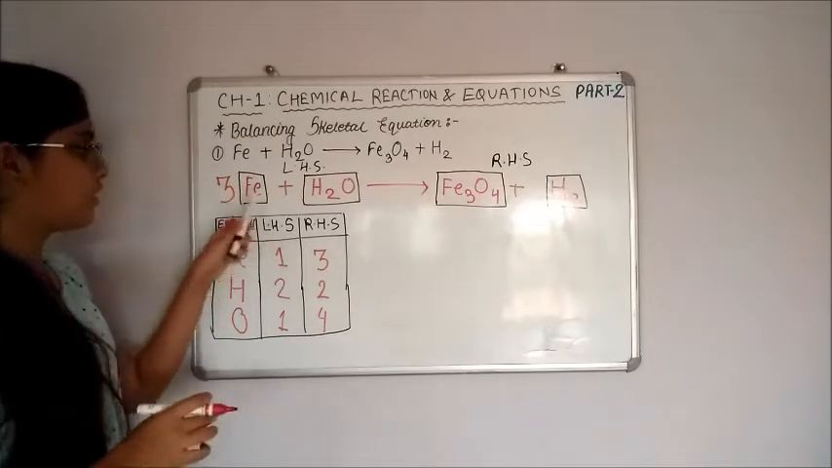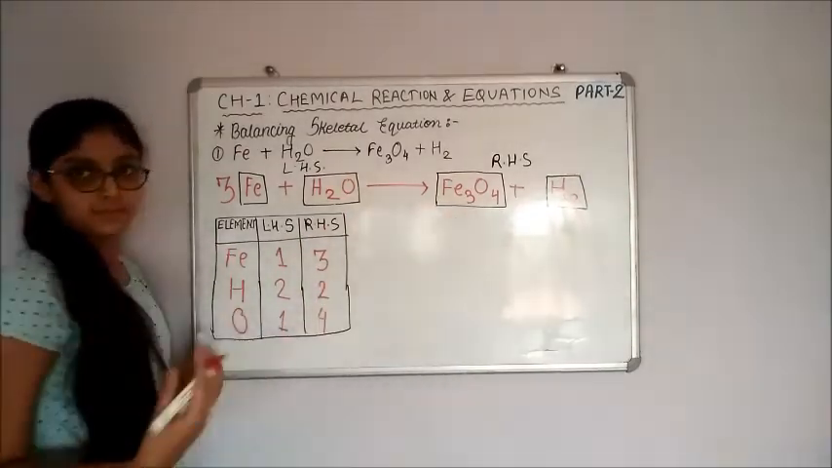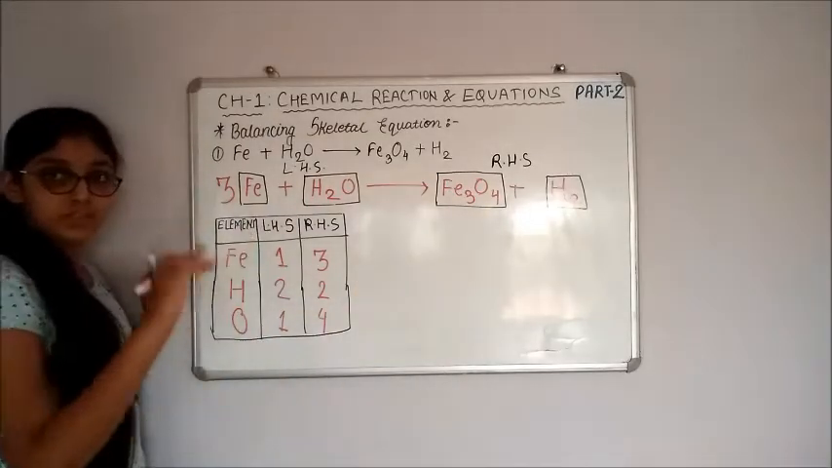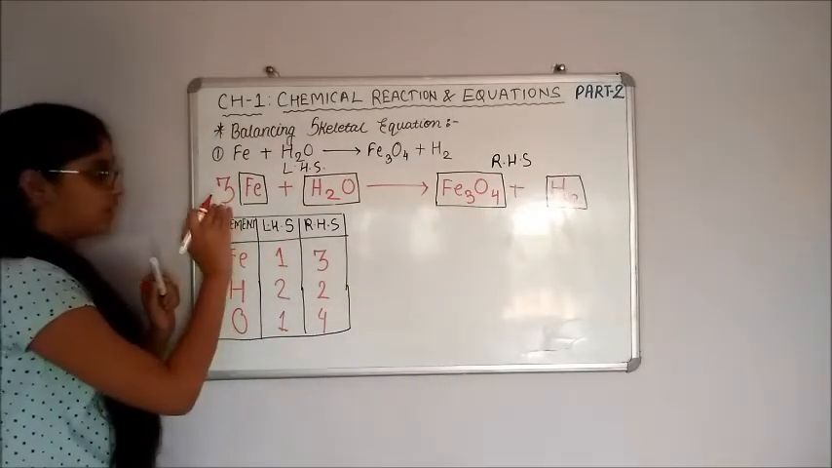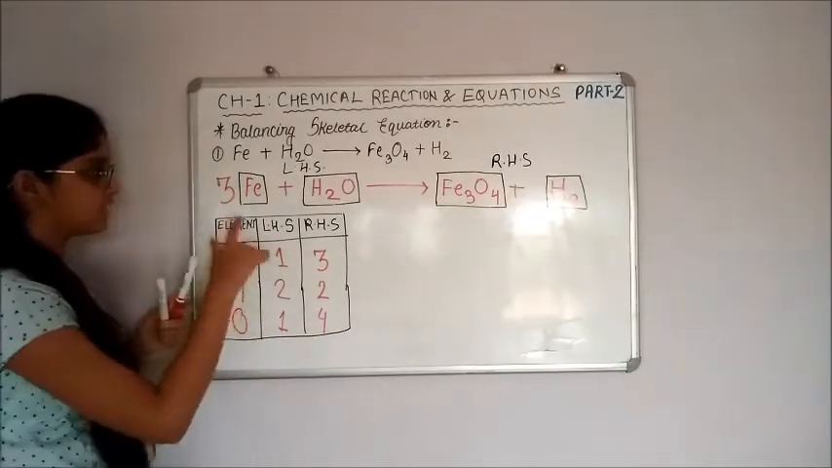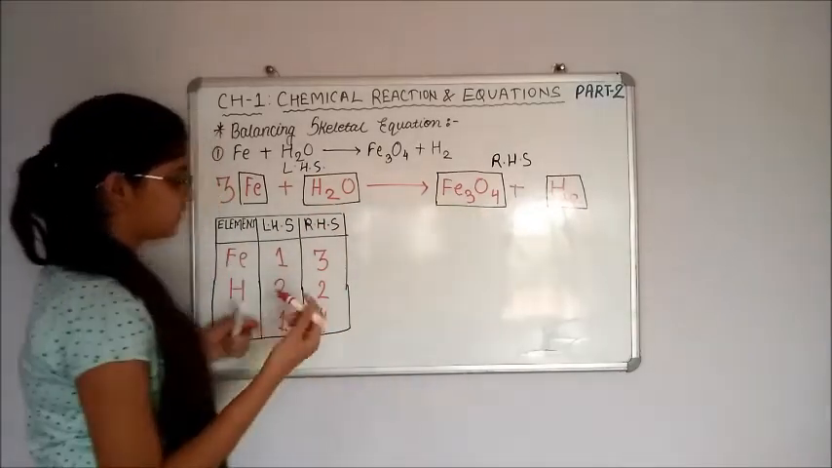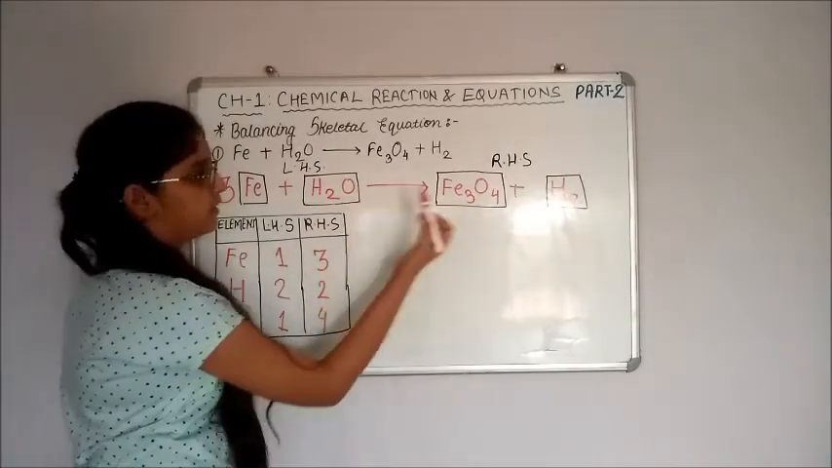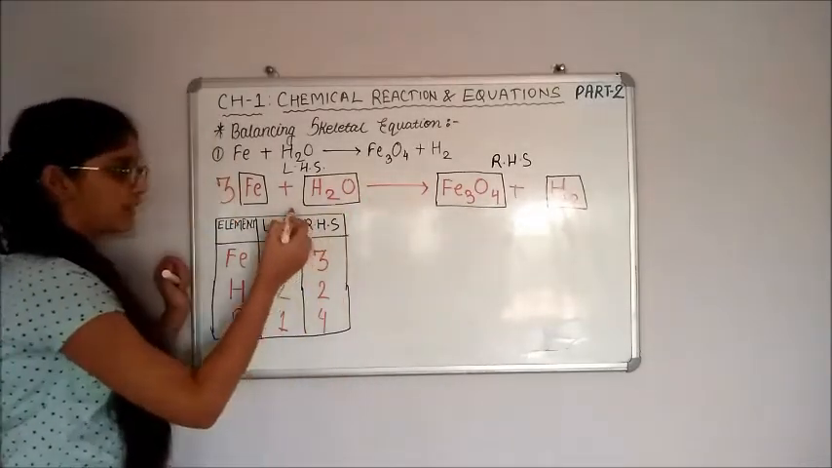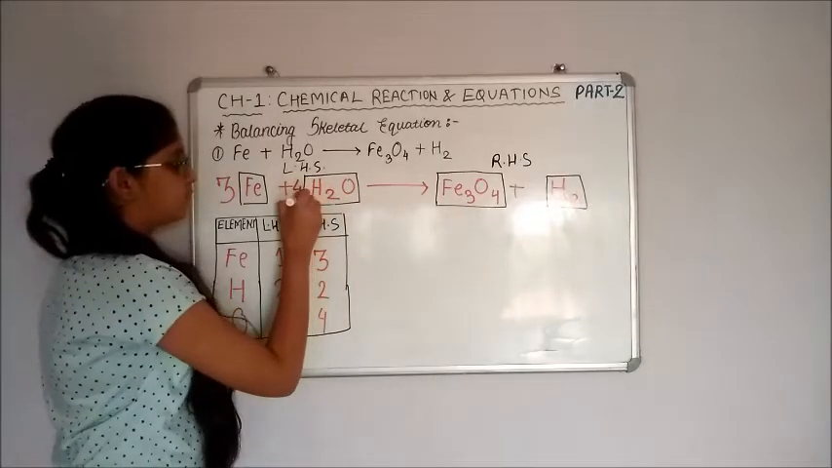Note that you do not have to write it below the element, like it is written. You have to write it along the element. Now we will start balancing the next element, that is oxygen. Here oxygen has 1 atom and here it has 4 atoms. Therefore we need to get 4 atoms here as well. So what we will do is we will write 4 over here.